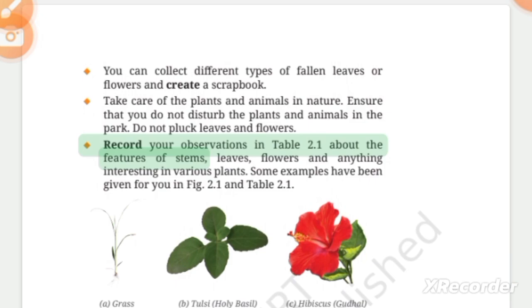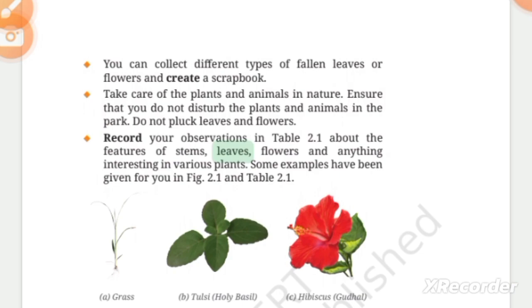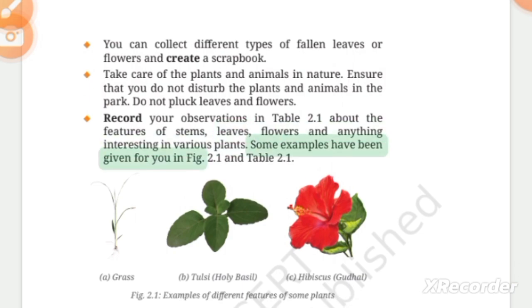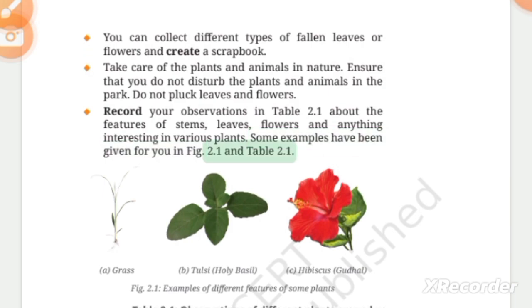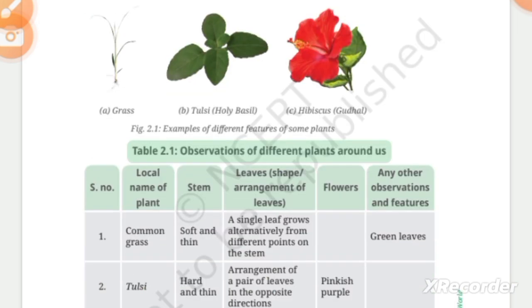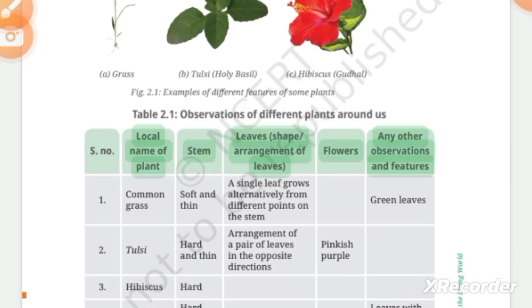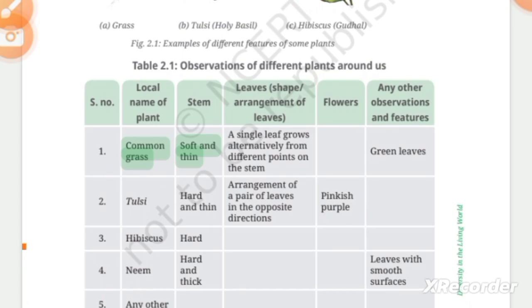Record your observations in Table 2.1 about the features of stems, leaves, flowers and anything interesting in various plants. Some examples have been given for you in Fig. 2.1 and Table 2.1. Table 2.1. Observations of different plants around us. Serial number, local name of plant, stem, leaves, shape, arrangement of leaves, flowers, any other observations and features. E.g., common grass, soft and thin.